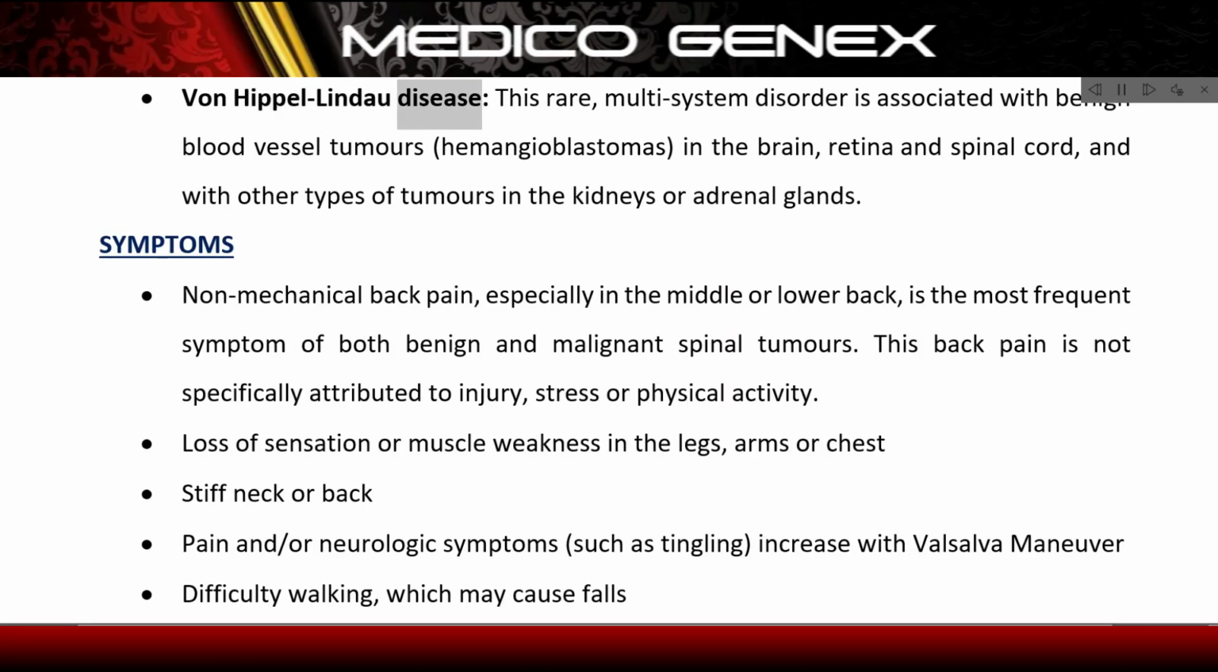Von Hippel-Lindau disease. This rare, multi-system disorder is associated with benign blood vessel tumors, hemangioblastomas, in the brain, retina and spinal cord, and with other types of tumors in the kidneys or adrenal glands.